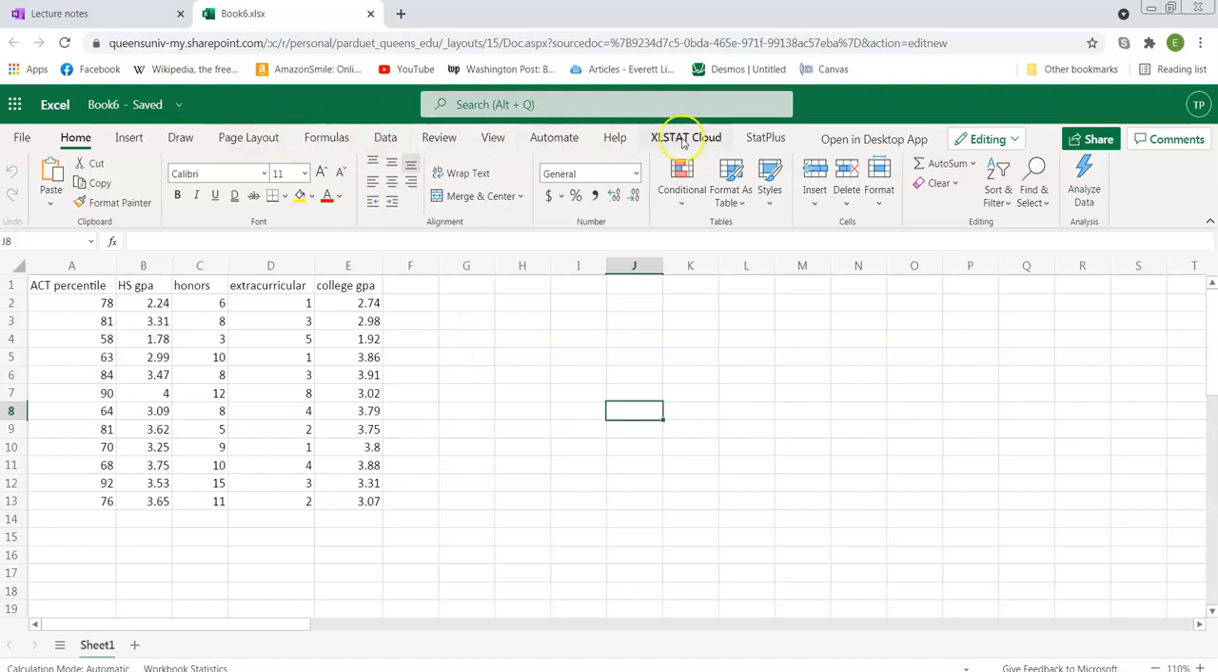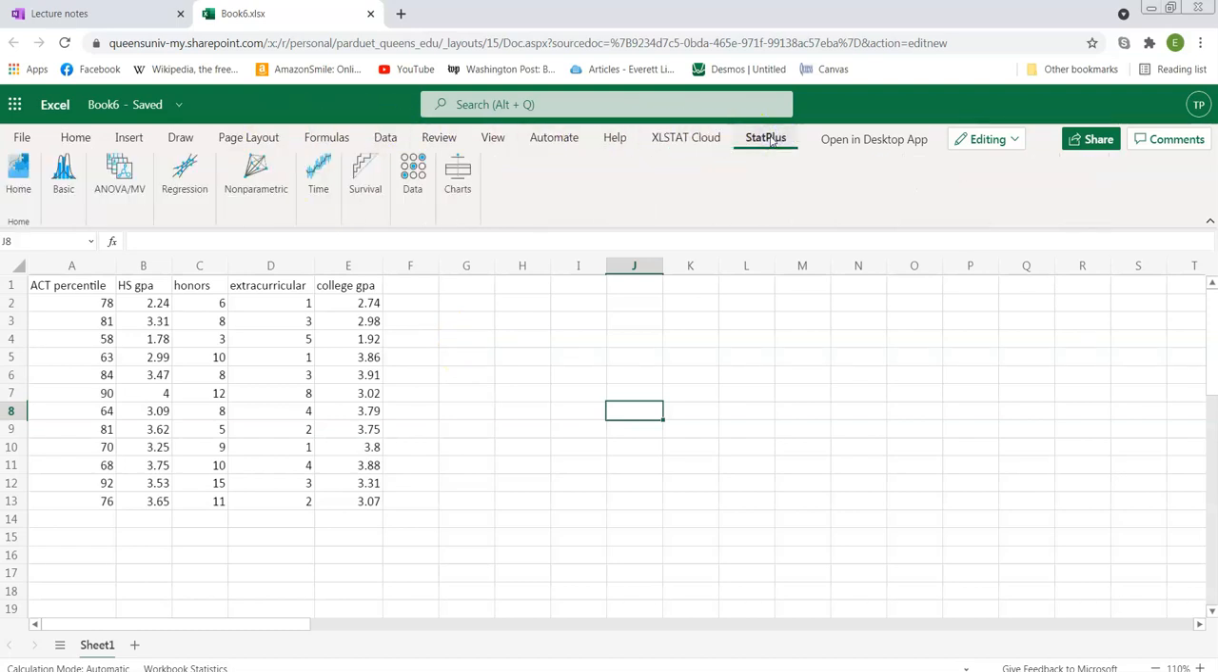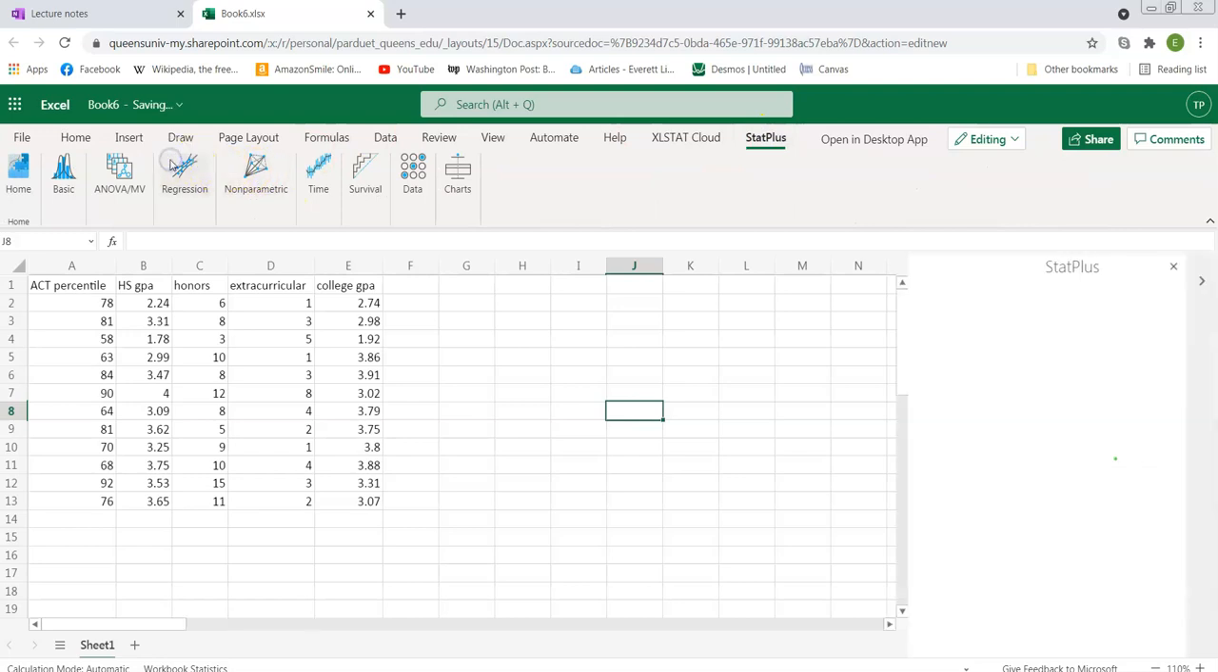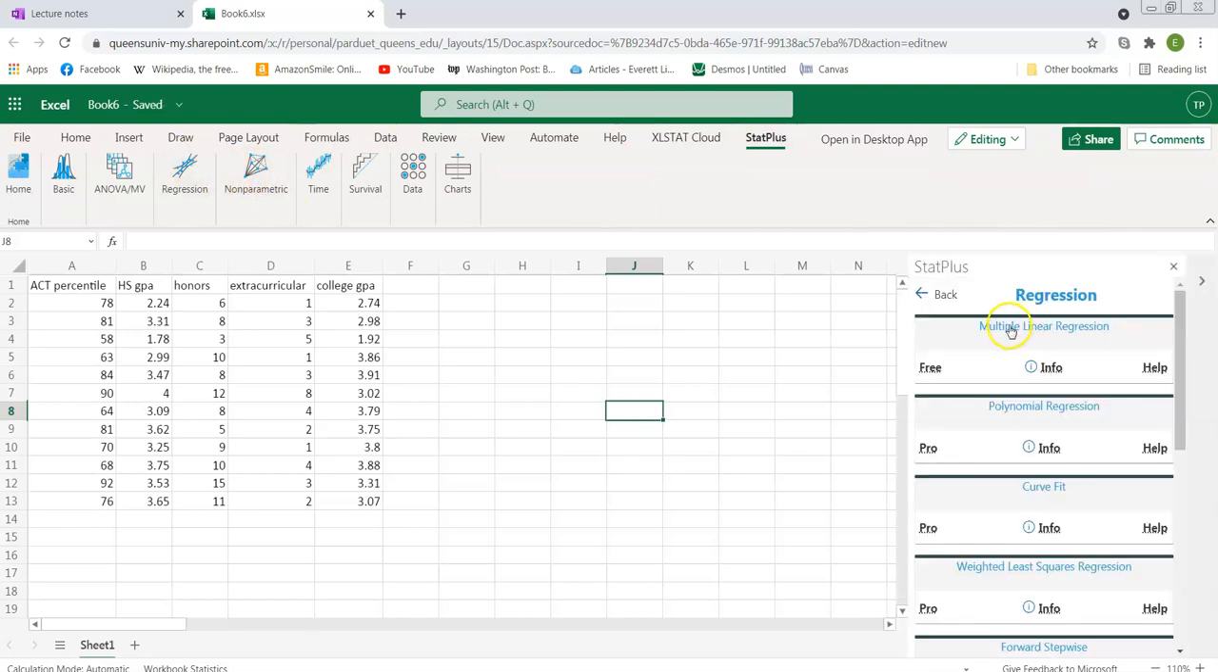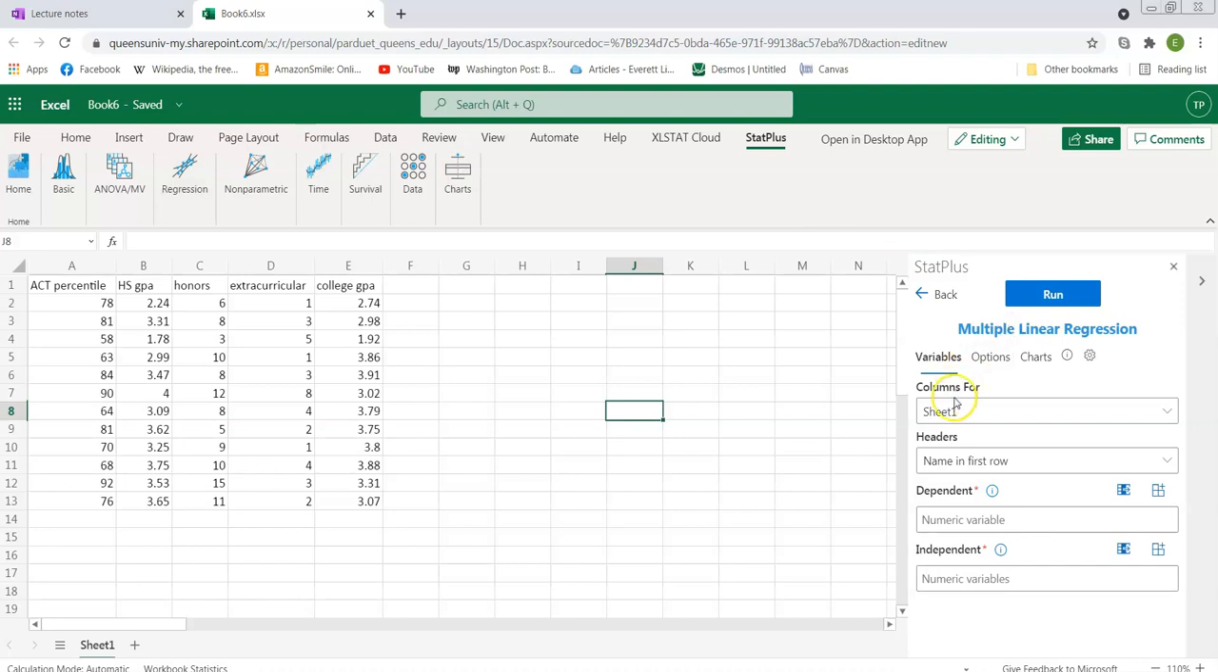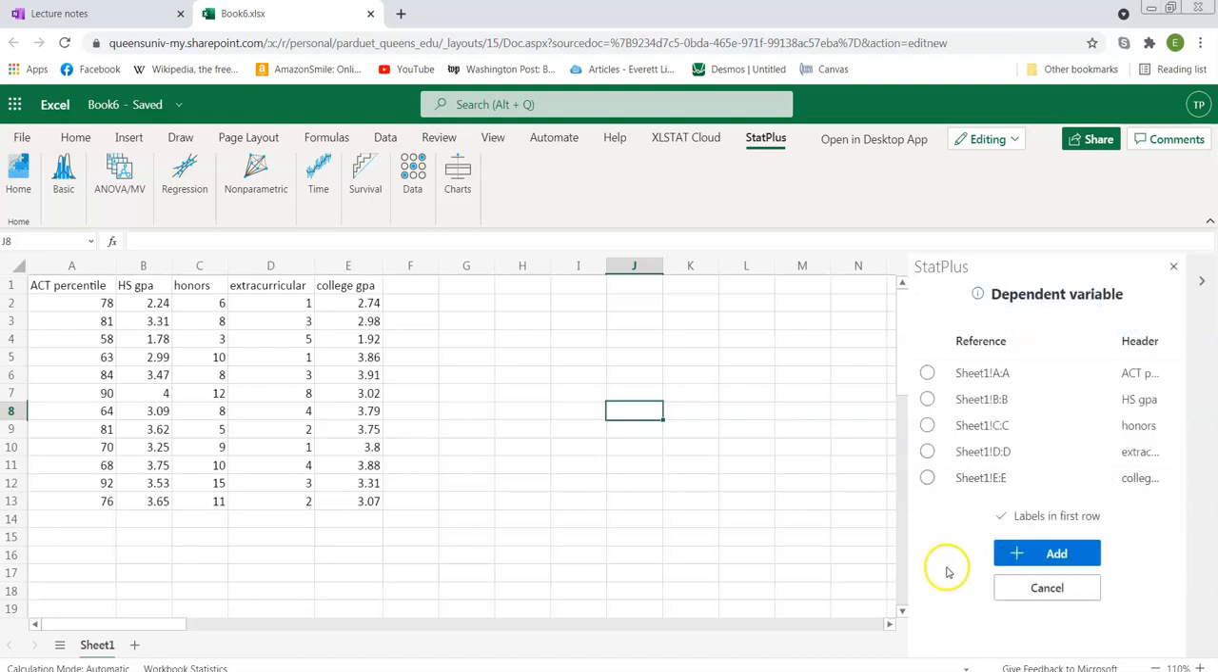We're going to go to Stat Plus, and then Regression, and Multiple Linear Regression. Our data is in Sheet 1. We've got our variable names in the first row. We're going to click this button here to get our dependent variable. Our dependent variable, because it's the one we're trying to predict, is our college GPA.